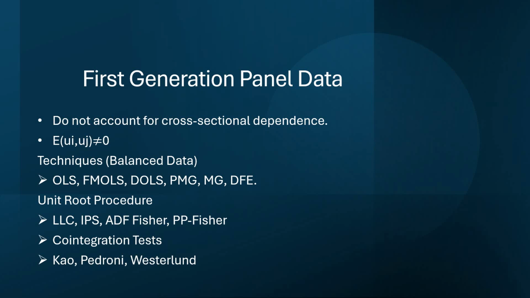So in instances when there is no cross-sectional dependence, we can easily estimate an OLS, a fully modified OLS, a dynamic OLS, a pooled mean group, and dynamic fixed effects. For unit root tests, we could use the LLC, IPS, ADF Fisher, and PP Fisher, and for co-integration, we could easily use the Kao, Pedroni, and the Westerlund co-integration tests. Within this framework, they do not account for cross-sectional dependence.